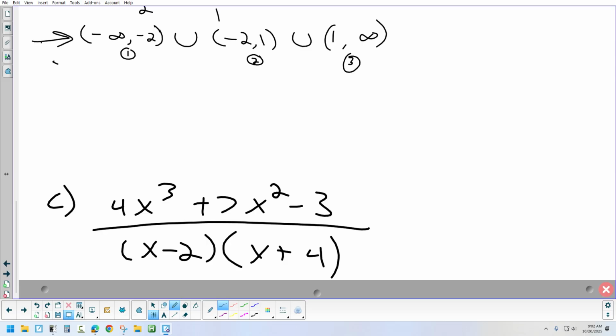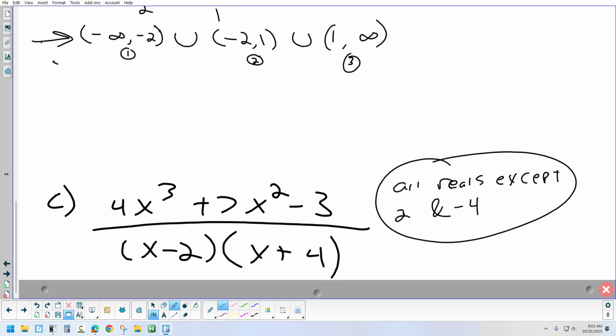Right. You can plug any number you want in for x. Just don't plug in a 2 or a negative 4. All reals except 2 and -4. Okay. So any question on finding the domain of those? Okay.